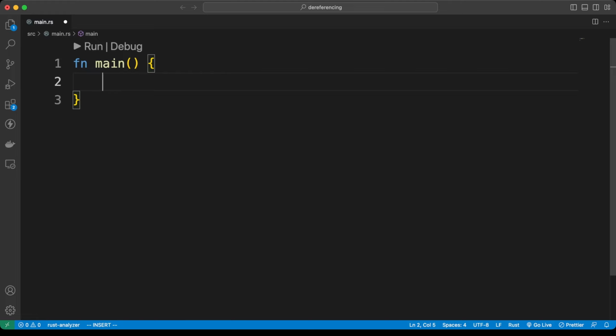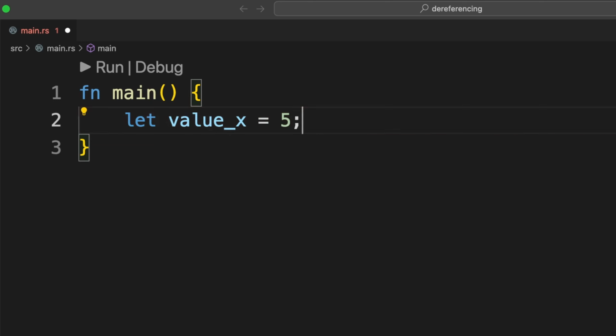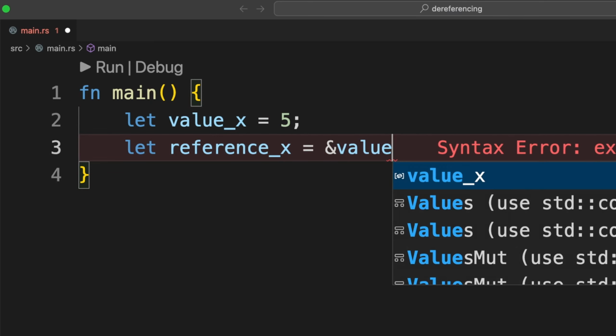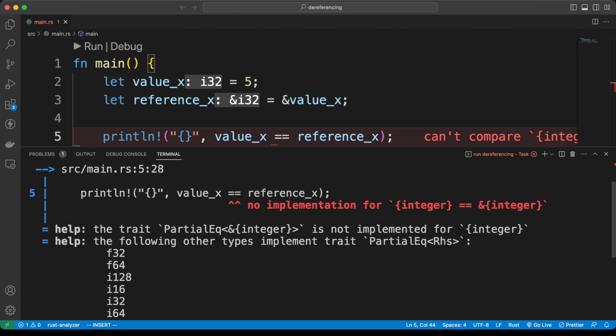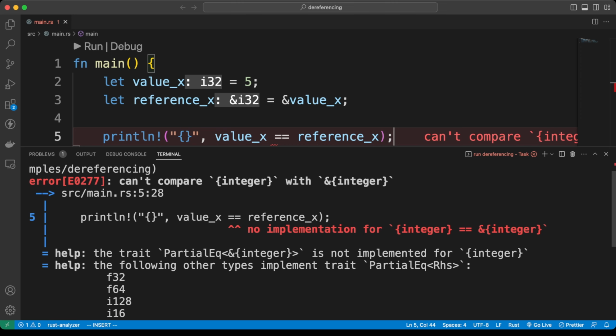In this lesson, we will take a look at dereferencing. We already know from our previous lessons that this is not equal, and now we have seen it again.